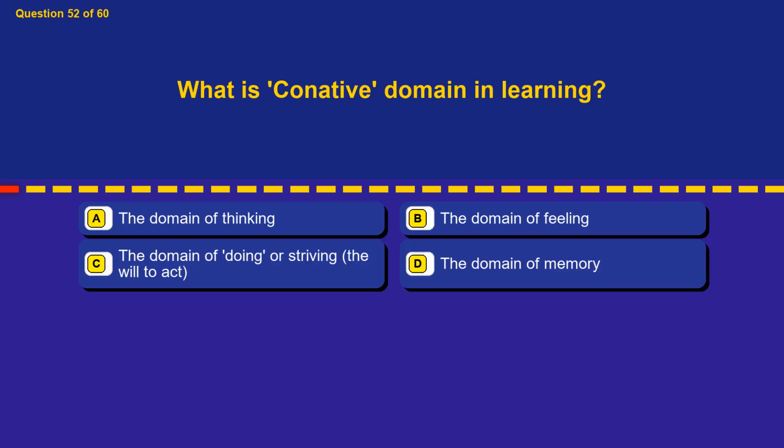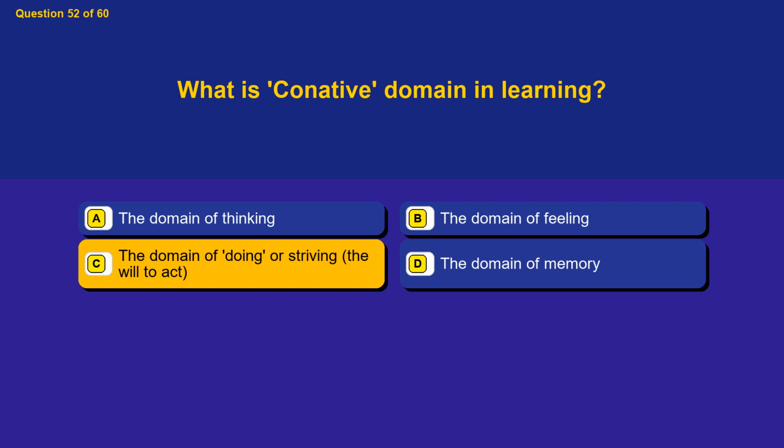Question 52. What is conative domain in learning? Option A. The domain of thinking. Option B. The domain of feeling. Option C. The domain of doing or striving, the will to act. Option D. The domain of memory.